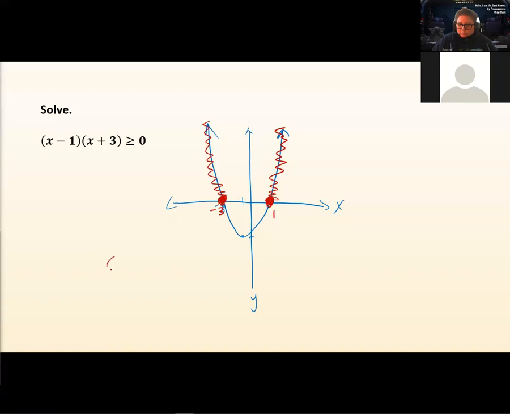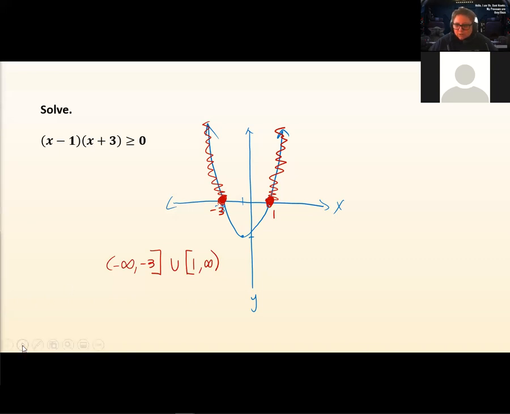Negative infinity to -3, and then union is a closed bracket and parentheses. No, yeah, you're right. It starts off with 1 and then it goes to infinity, and that's a parentheses. Good job. A lot easier to do this when you're graphing it, right? Yeah, definitely. If you're dealing with quadratics and we're talking about less than or equal to something, definitely get it all on one side so that zero's on the other side, graph it, and you're golden.